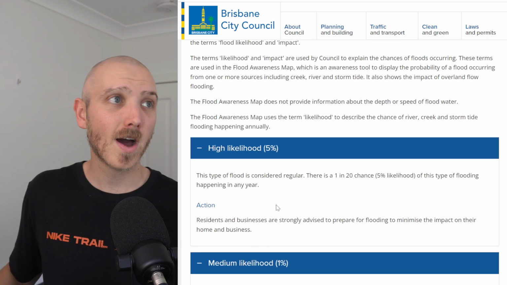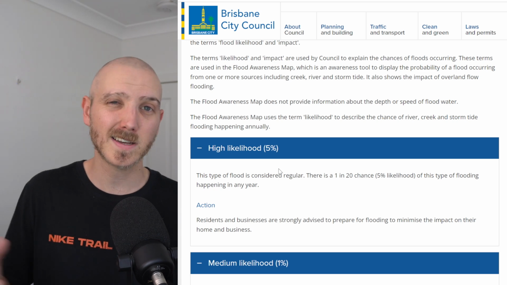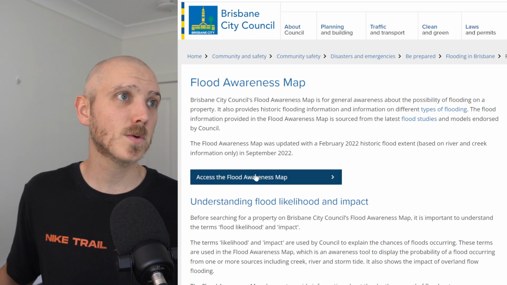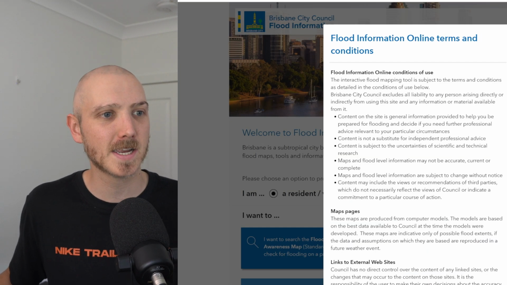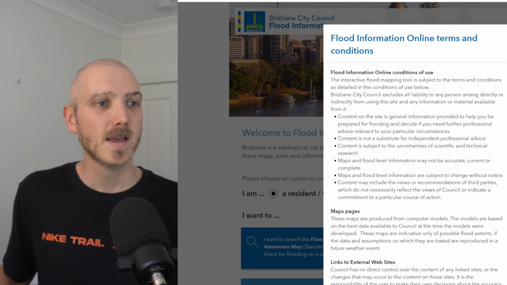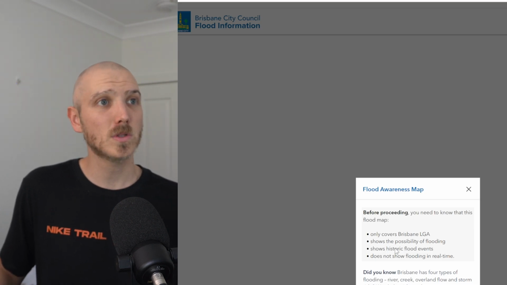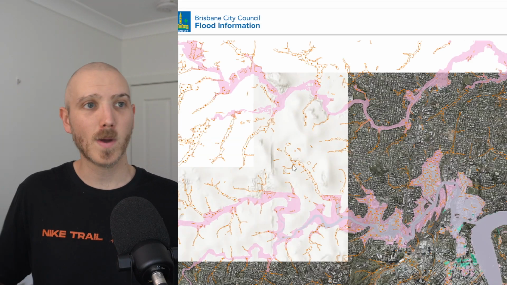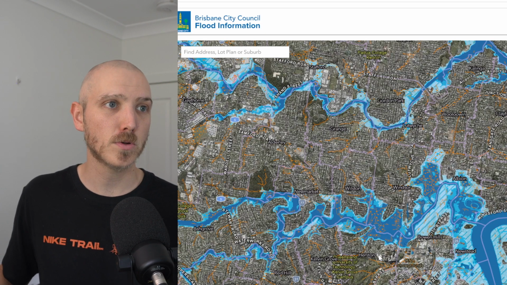And if you're buying in a high flooding likelihood area, it's about understanding that risk and probability of flooding happening. So let's dive into the awareness map, because we're not going to take any more time unpacking the definitions and data. You're going to accept the terms, and once they accept, you want to look at the flood awareness map itself.